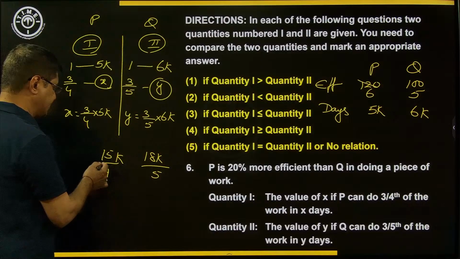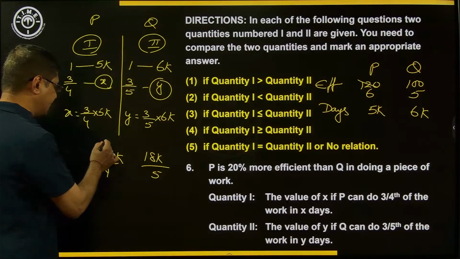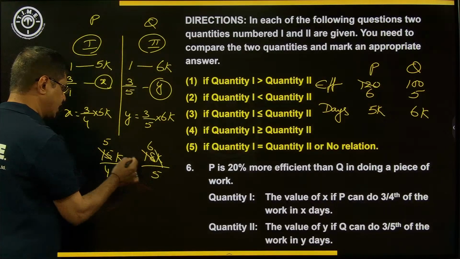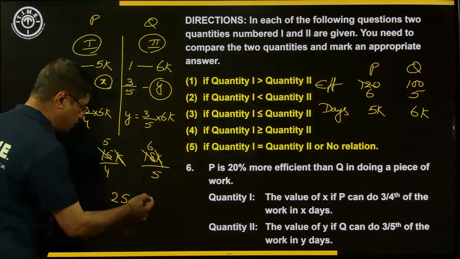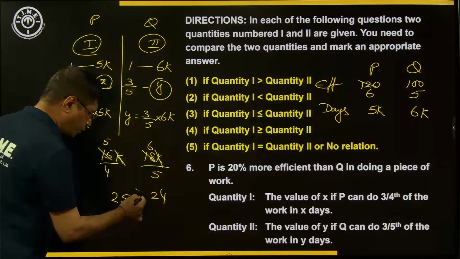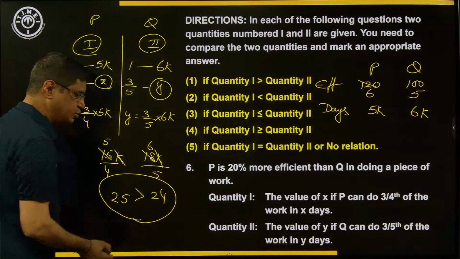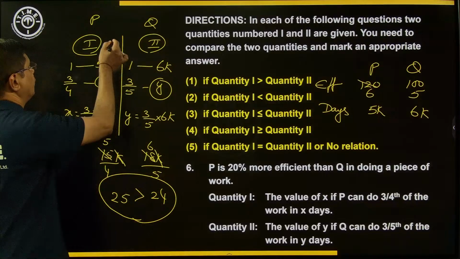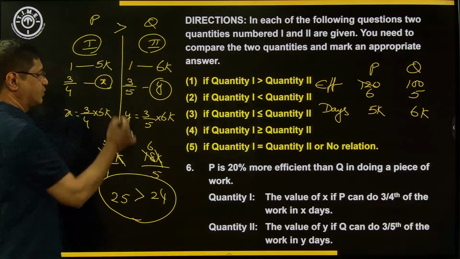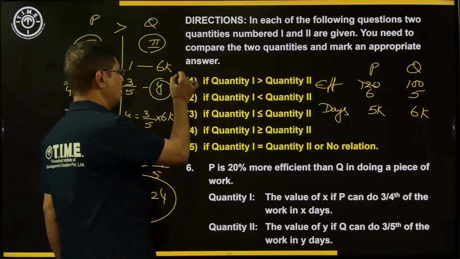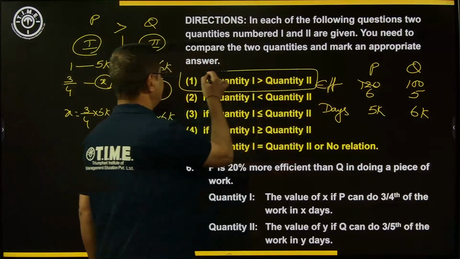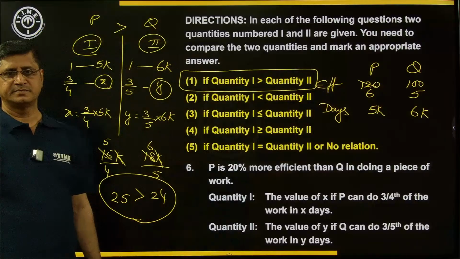Now what is the cancellation here? 3, 5 times, 3 here, 6 times. K and k get cancelled. By doing cross multiplication, 25 and 24. 25 is numerically greater than 24. Hence, quantity 1 is greater than that of 2. So 1 is greater than 2 means the right choice is option 1. First choice is the right answer.